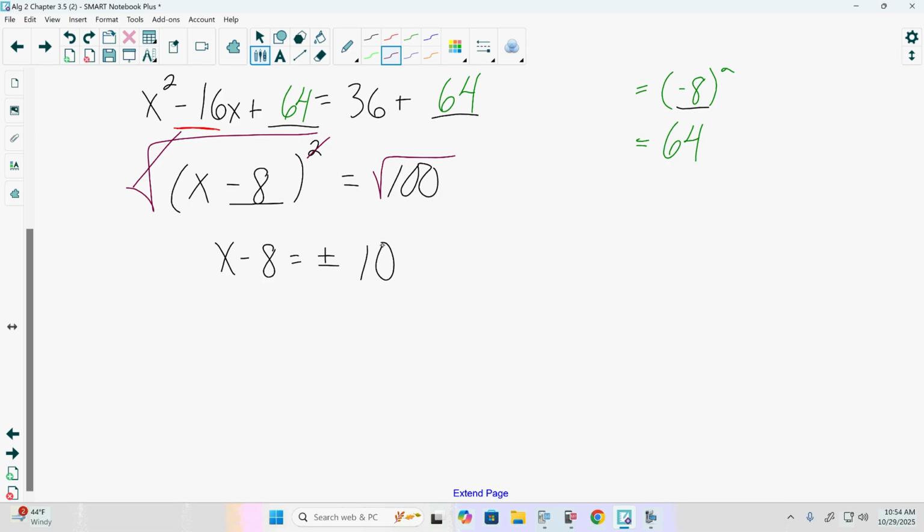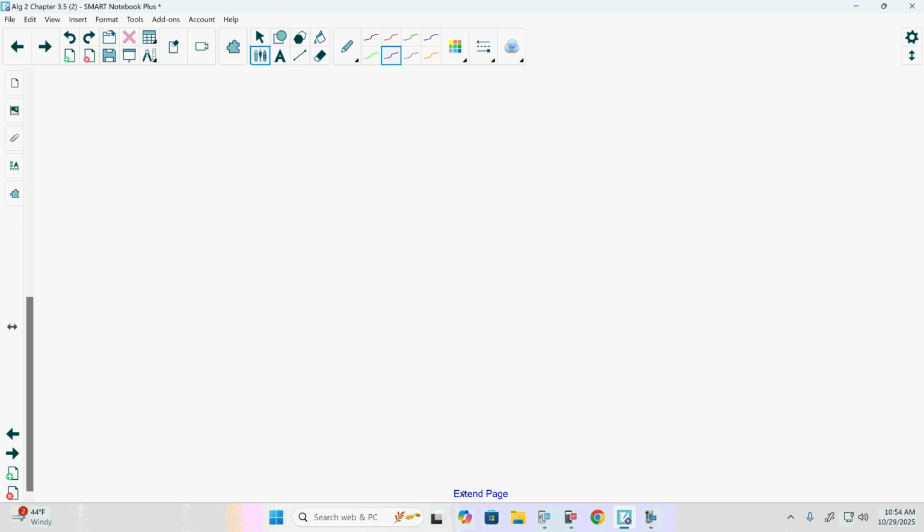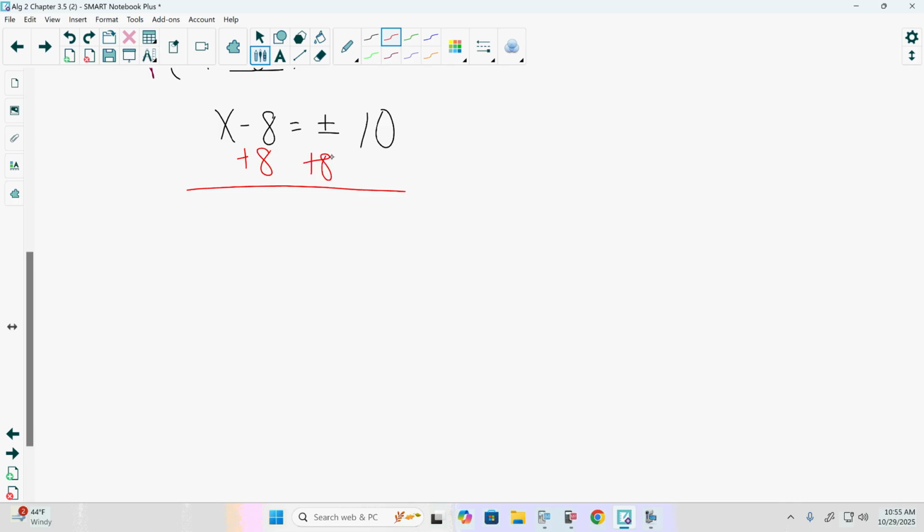Now we can say we're done as long as we have x by itself. Is x by itself? No. So what do we need to do to get x by itself? We add 8 to both sides because negative 8 plus 8 simplifies, leaving us with just x. And that number we add or subtract, we've got to put it in front of the plus or minus. So it's telling us that our solution so far is x is equal to 8 plus or minus 10.